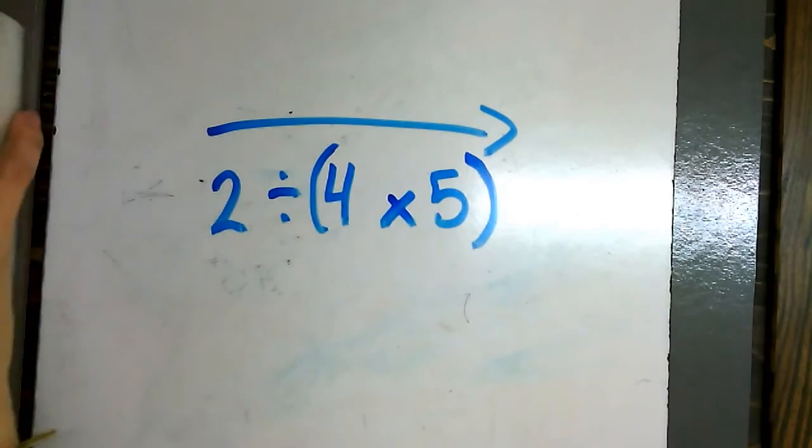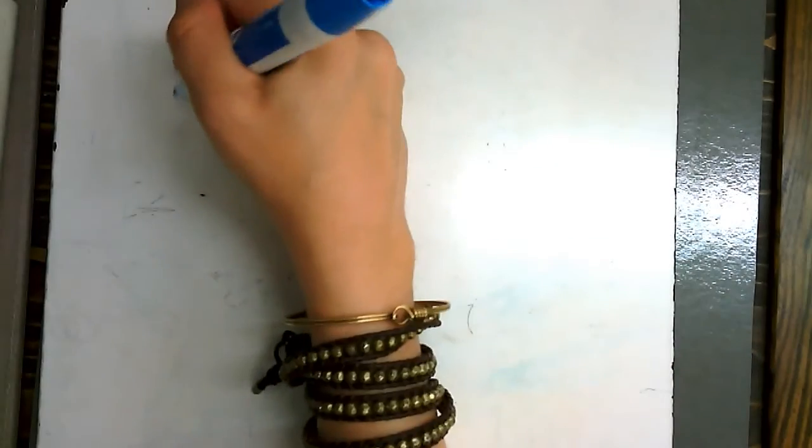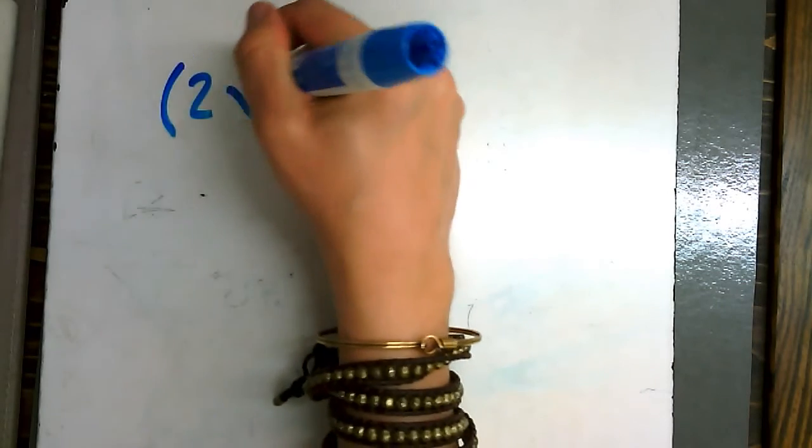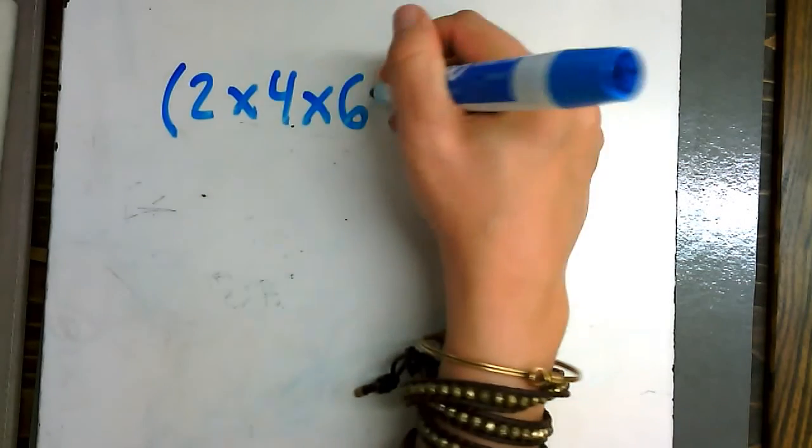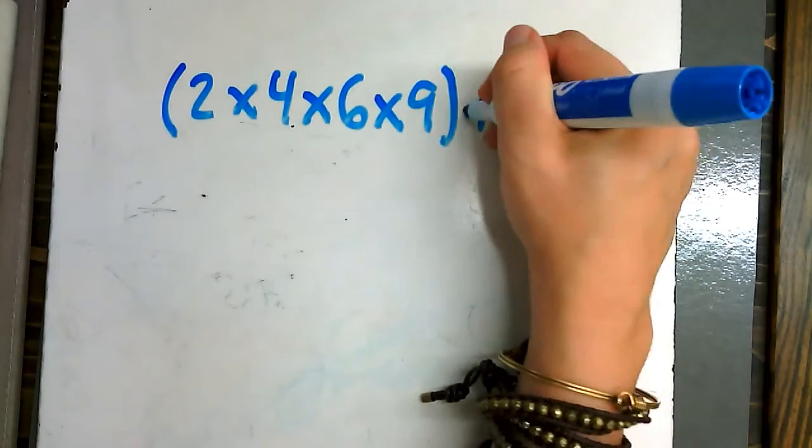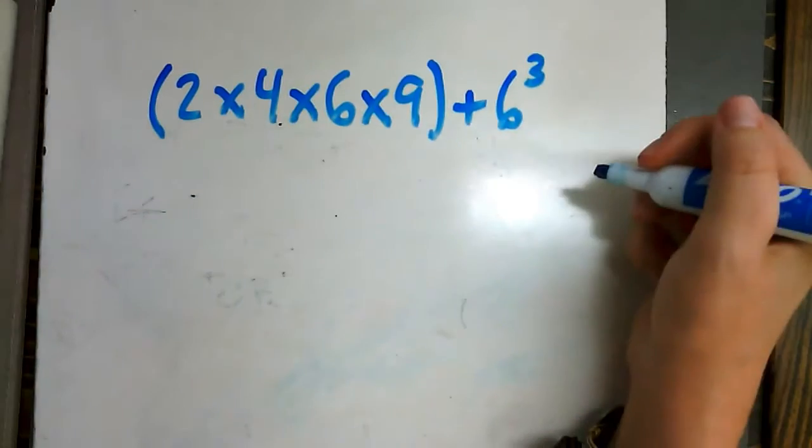And let's do number 6. Number 6 is an order of operations problem that we are going to have to solve. 2 times 4 times 6 times 9 plus 6 cubed.